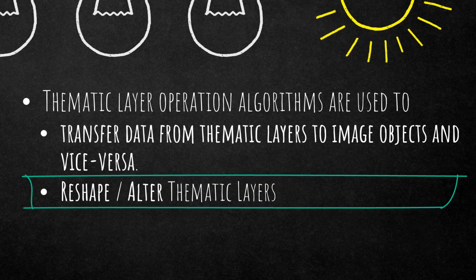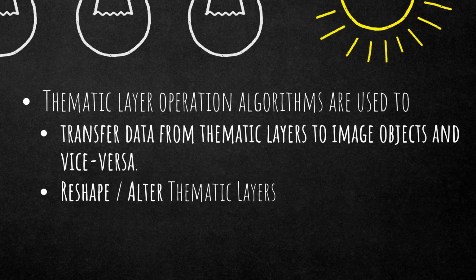Second important point here is that you can reshape and alter your thematic layers within eCognition. So you can apply smoothing algorithms, you can do classical GIS operations like union, intersect, subtract and stuff like that. That's gonna be another video.